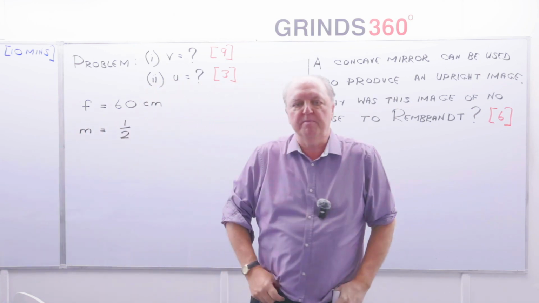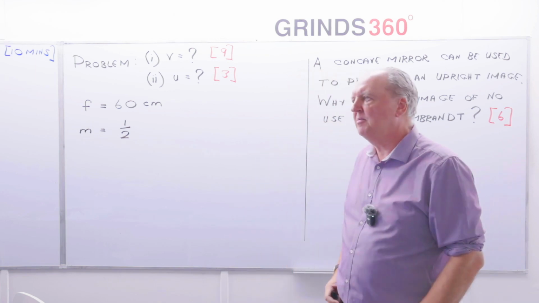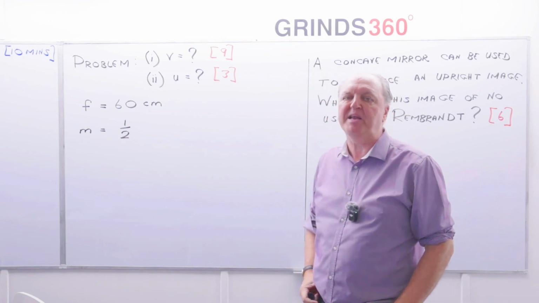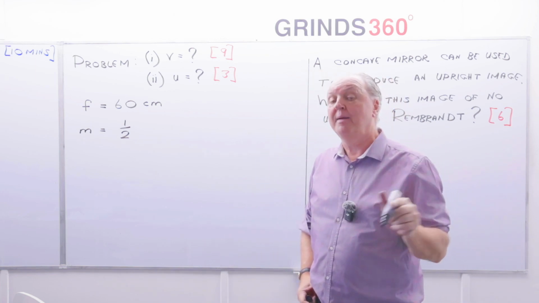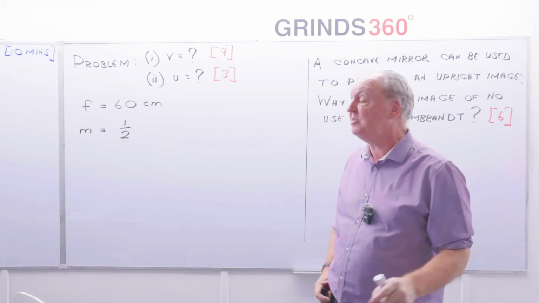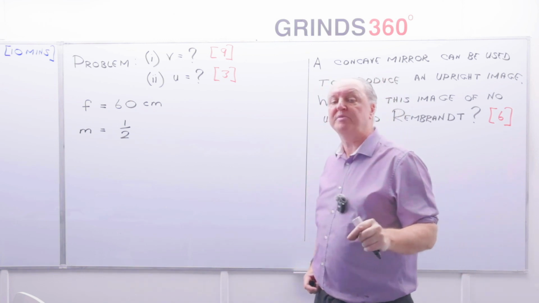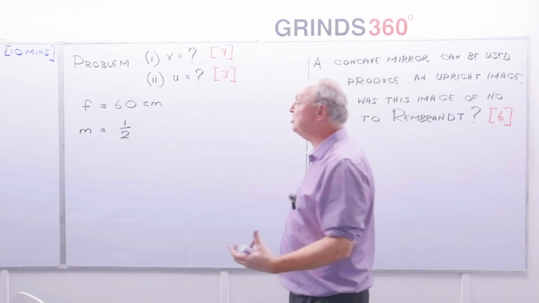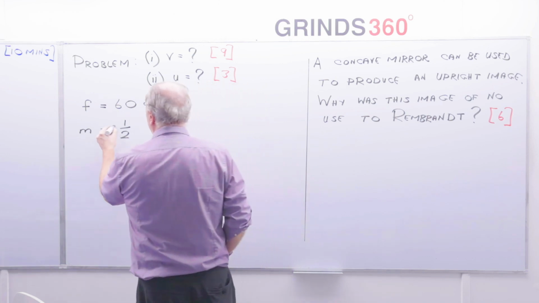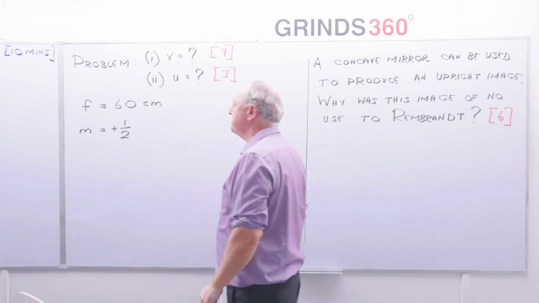Now, when we did problems before, that might have been plus a half or minus a half. But here, I'm sure it's plus a half. How do I know that? Because the image is being formed on a screen, and only real images can be formed on the screen. So that has to be plus a half.